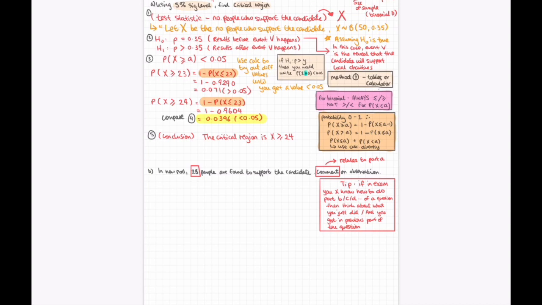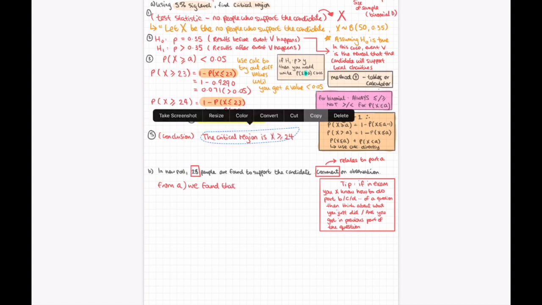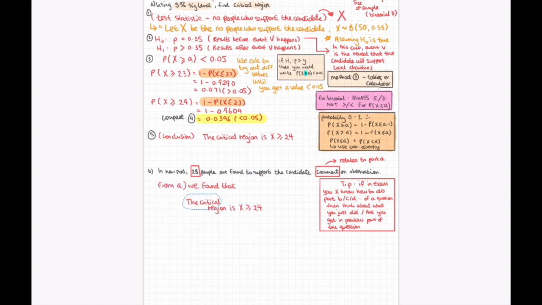Okay, so what's the question? So basically 28. Okay, so from part A, we found that the critical region is 24, and 28 is bigger than 24, therefore it is within the critical region, so we can reject H0, the null hypothesis.